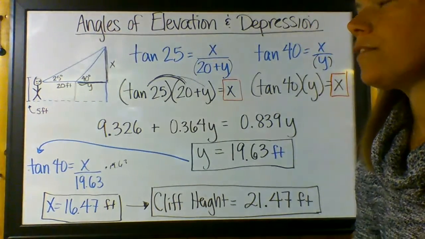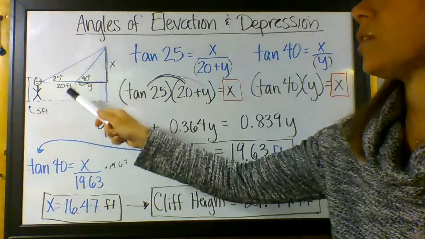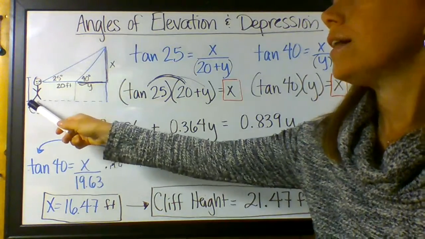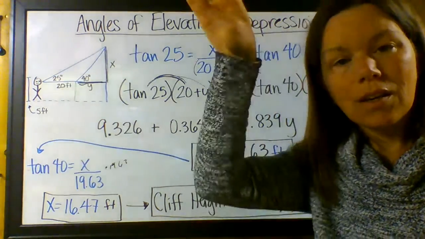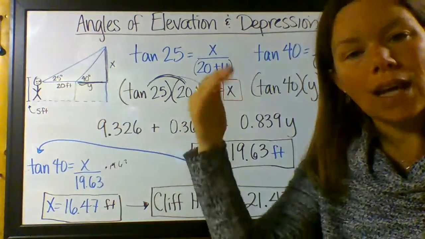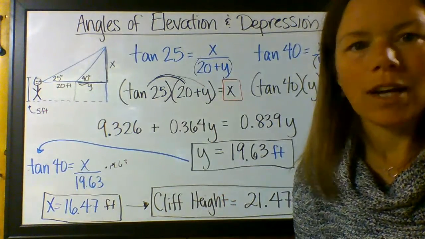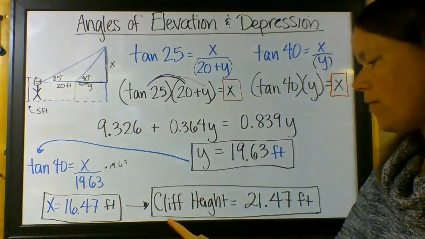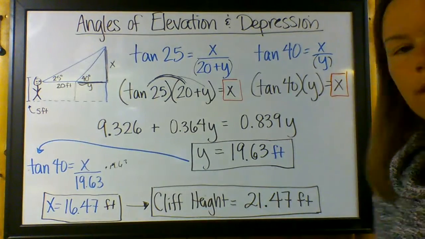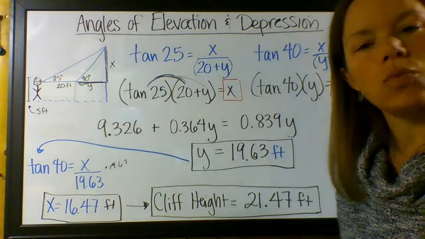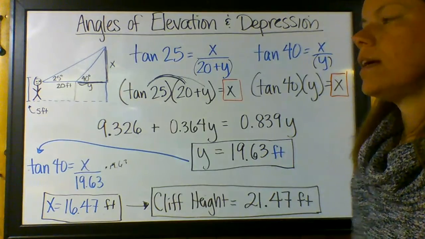But that's not the cliff height, because even though this is totally not to scale, this person looking is 5 feet tall. So we need to take that into account. Basic, right? Just add that in there. So now I've got this cliff height is 21.47 feet.